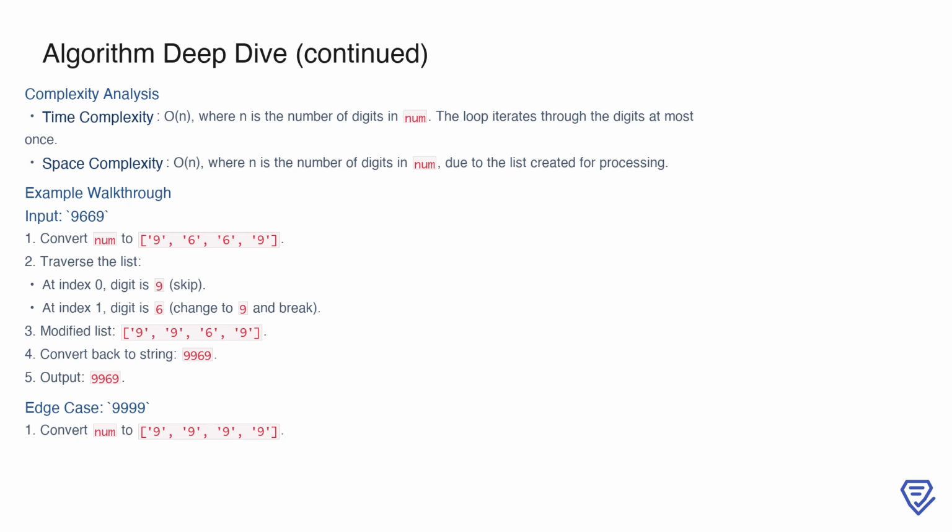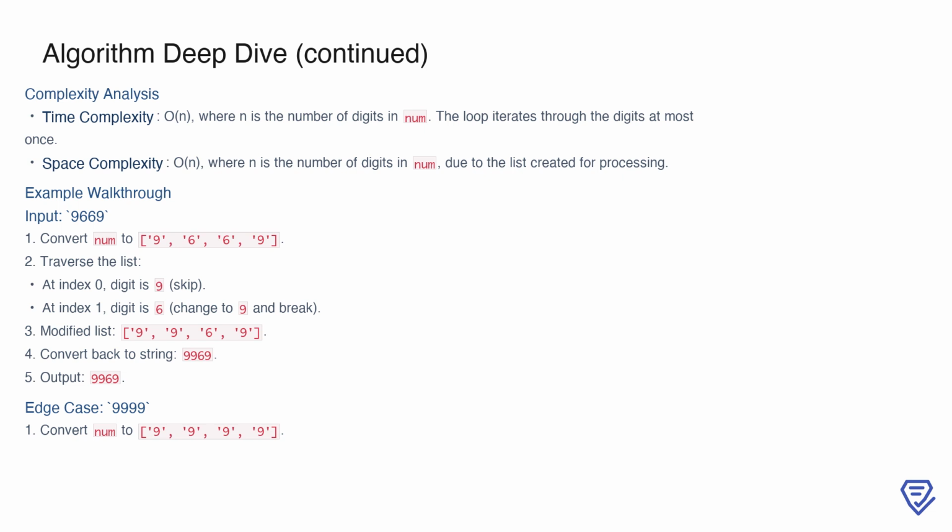Let's walk through an example with the input 9669. First, we convert the string into a list of characters: 9, 6, 6, 9. As we traverse the list, we skip the first digit, 9, but at index 1, we find a 6. We change this 6 to 9 and immediately break the loop. The modified list now looks like 9, 9, 6, 9. Converting this back to a string gives us the result 9969.